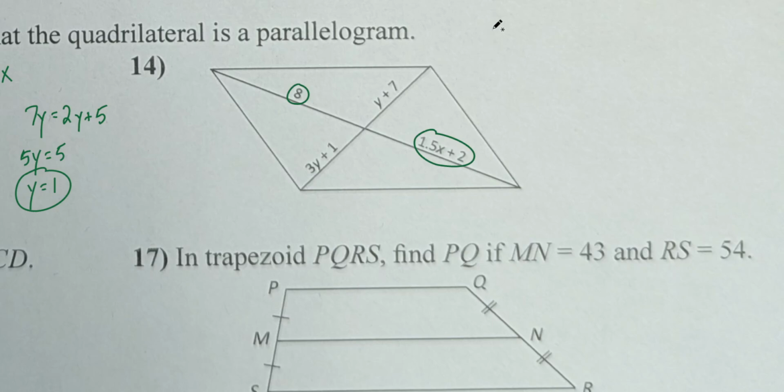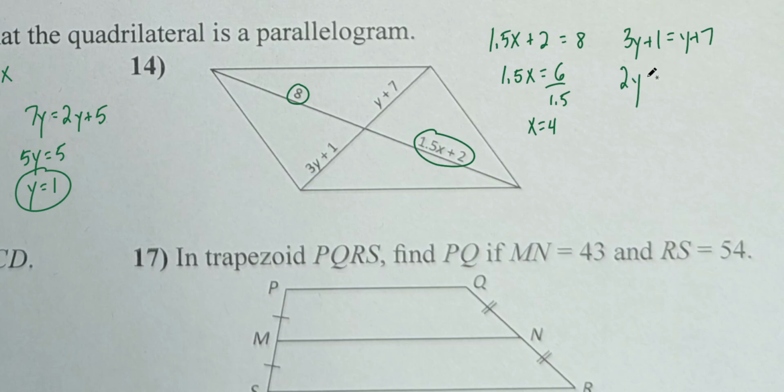So let's set it equal. 1.5x plus 2 is equal to 8. Subtract 2 from both sides. 1.5x is equal to 6. Divide by 1.5, and if you do the math, that comes out to 4. Again, we're not even trying to find what the lengths are. We're just trying to find x and y. Do the same thing here, super quick. This is going to be 3y plus 1 equals y plus 7. Subtract y from both sides, 2y. Subtract 1 from both sides, that's a 6. Divide by 2. y is 3, and there you go. There's your x and there's your y.